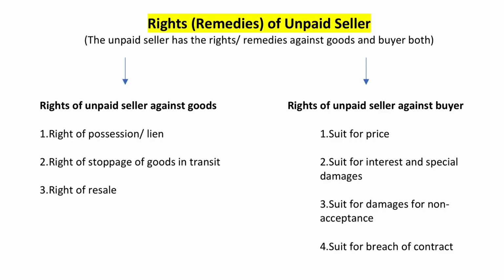So what are the rights of unpaid sellers? There are two different rights: one is rights against the goods and the other is rights against the buyer. Rights against goods are right to possession or lien, right of stoppage of goods in transit, and right of resale. Under rights against the buyer, we have suit for price, suit for interest and special damages, suit for damages for non-acceptance, and suit for breach of contract. So let's discuss this in detail.